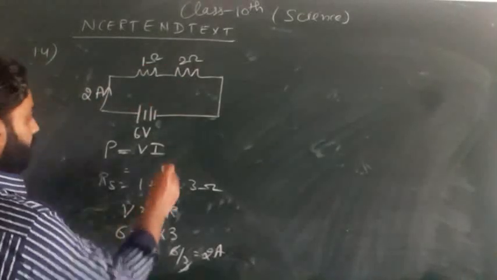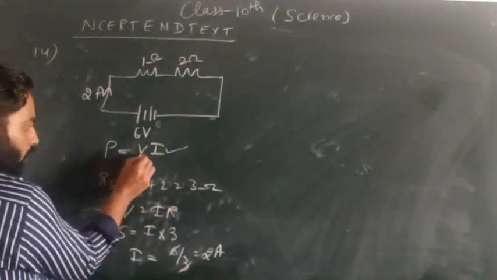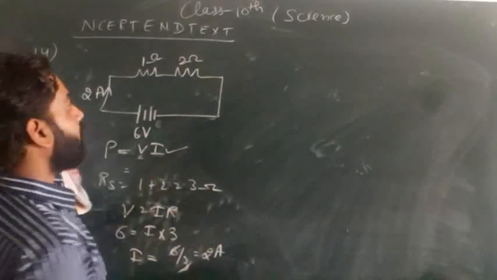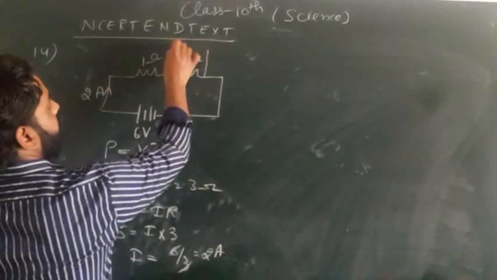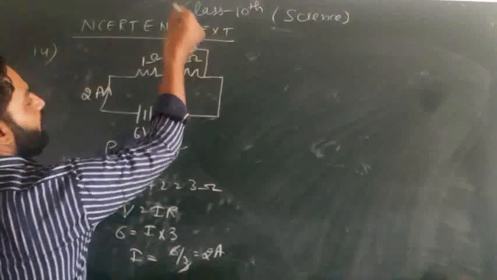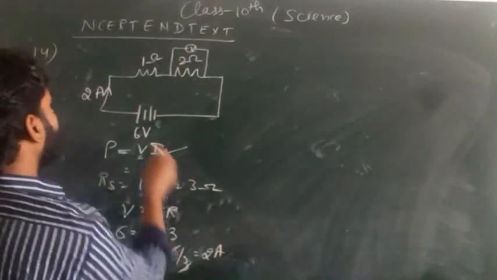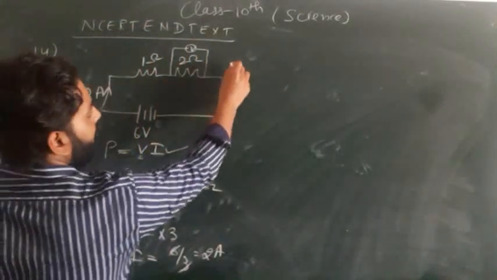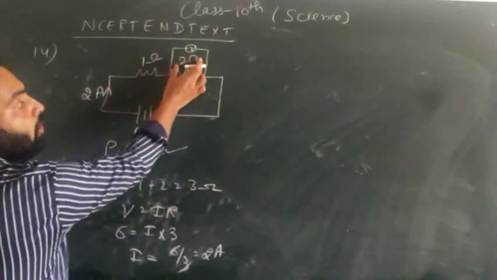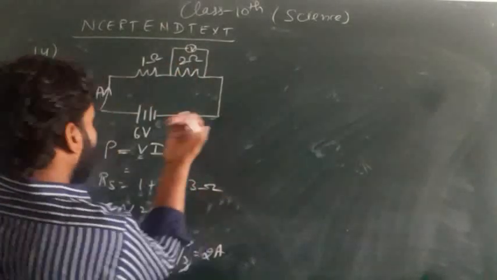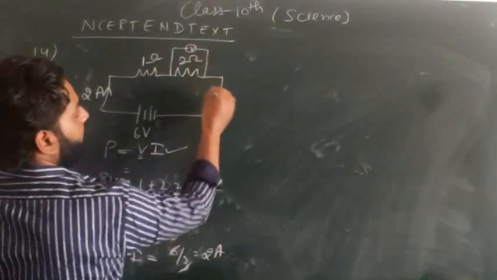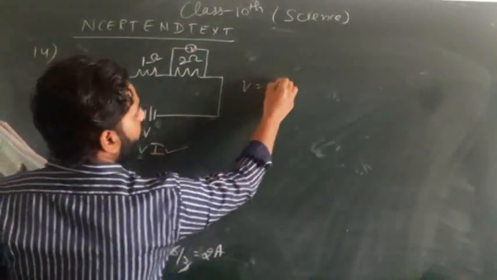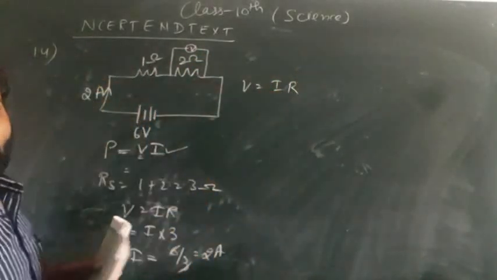So now we have calculated I and now we have to calculate V. You can find V easily. If we connect a voltmeter here, clear? So we have to find its V. How will we calculate it? We know the current for that 2 ohm resistance is 2 ampere and its resistance is 2 ohm. So from here we will find V. V is equal to IR.